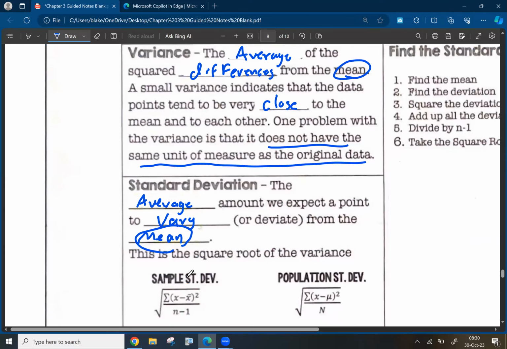And also a very important point, this is super helpful to know, is that it's the square root of the variance. So if you find the variance, all you do is square root it and you get the standard deviation. So if you find the variance is equal to 9, well, then you're going to find the standard deviation is going to be equal to 3 because that's the square root of 9, just as an example.